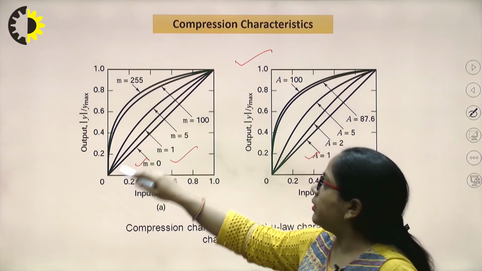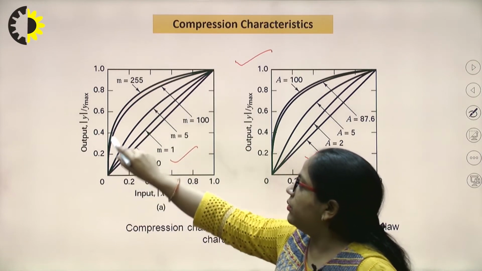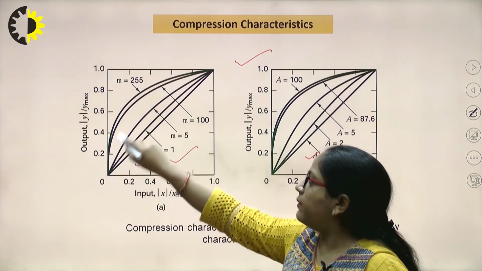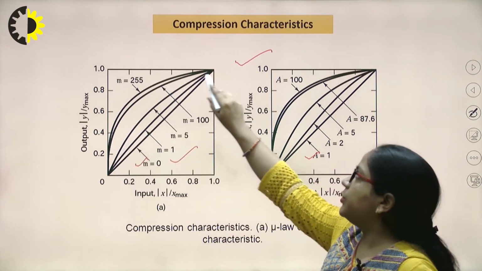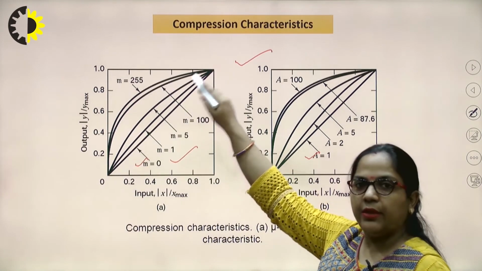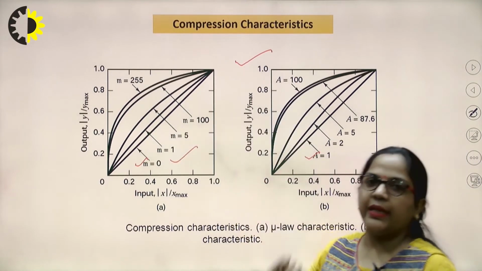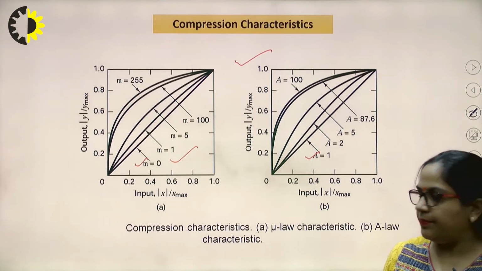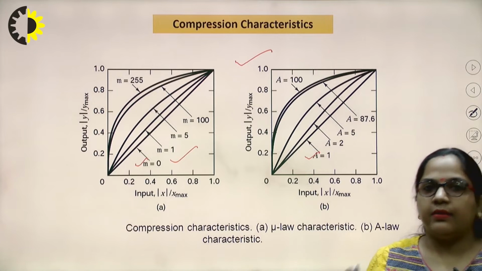So here what this particular curve is indicating, the amplitude of lower level signal is increased or amplified, while the amplitude of higher value signal will be attenuated. The reverse of it will be performed at the receiver with the help of expander, and we will get our signal.